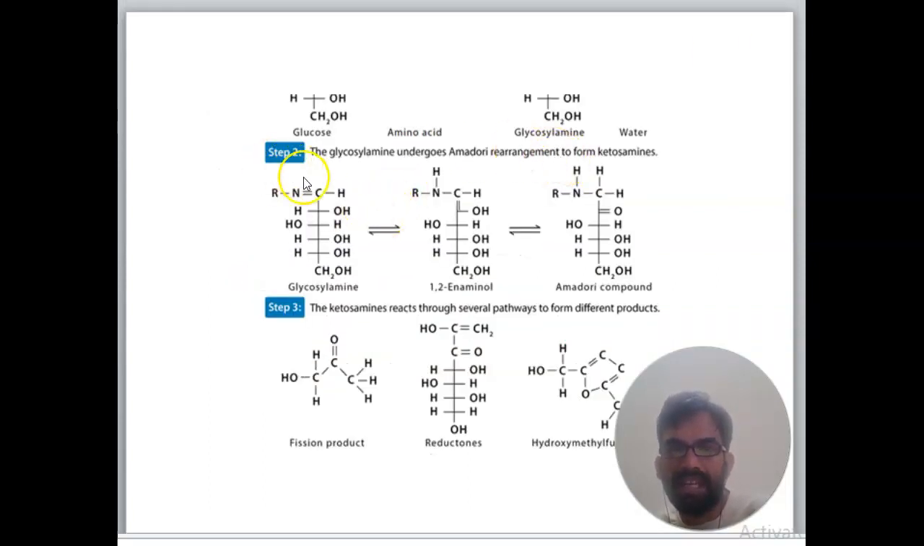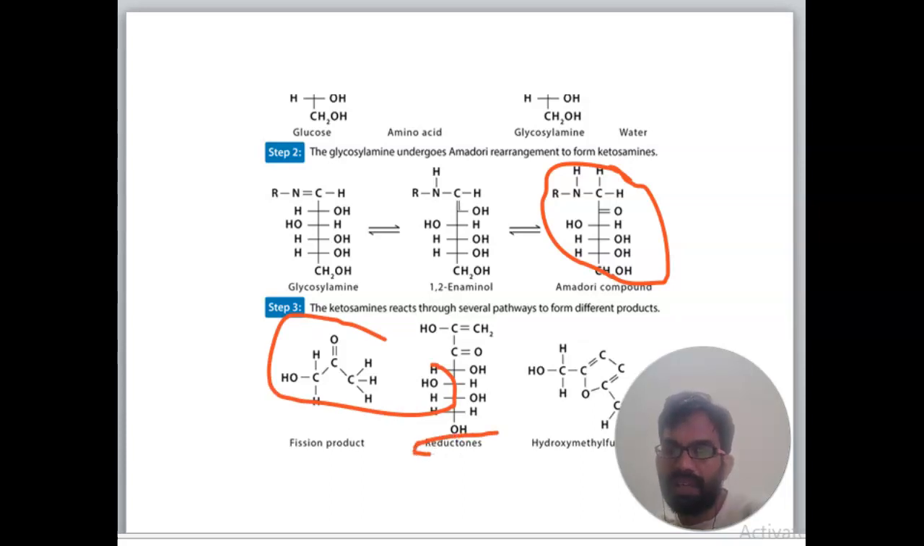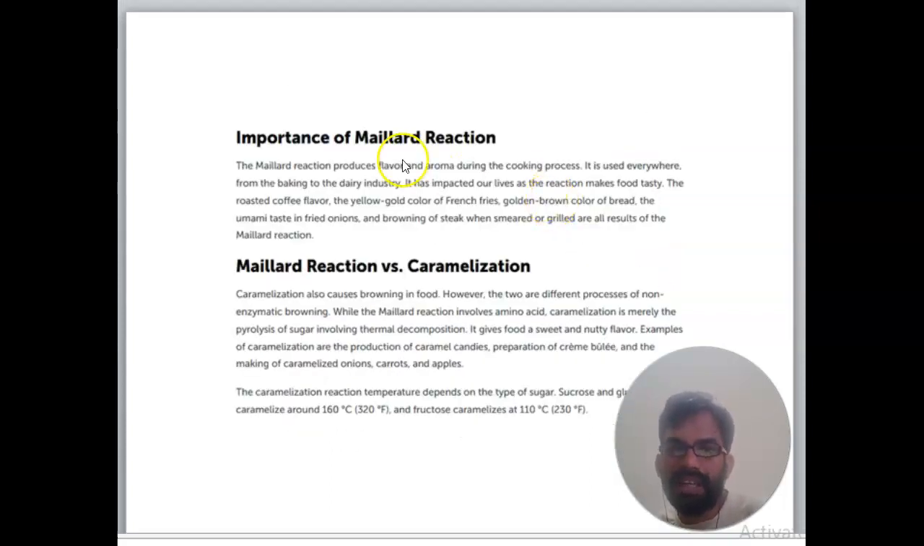Now you can see the second step, when the glycosylamine undergoes the Amadori rearrangement and forms ketosamine. This is one of the ketosamine compounds, the Amadori compound. These Amadori compounds again go through fission, which means there will be breakage and dehydration, and finally hydroxymethylfurfural will be formed. So these are the important steps.